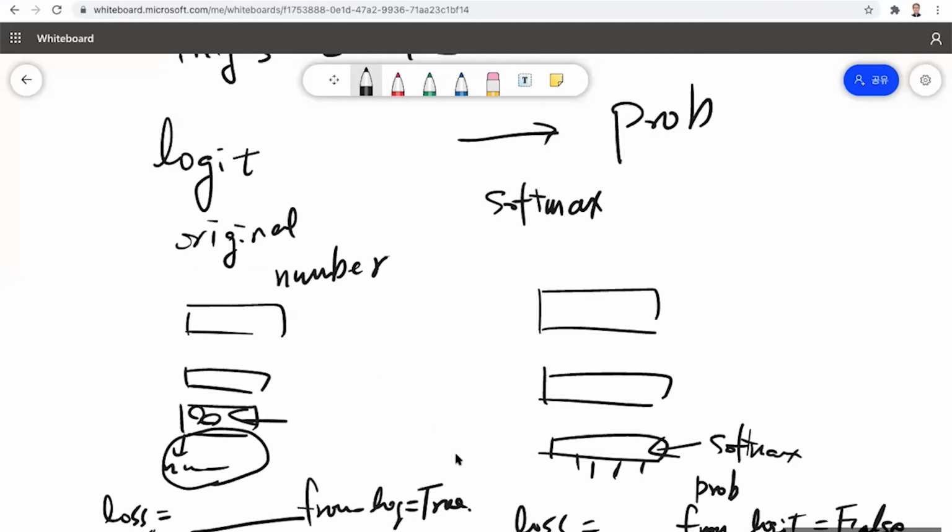TensorFlow says that there is a little bit of difference in performance, but for me, that difference is not so important. So my preferred way is to use this one. I apply the softmax function directly to the node and say that from logit is no, I already transformed it to probability. So from logit is false.